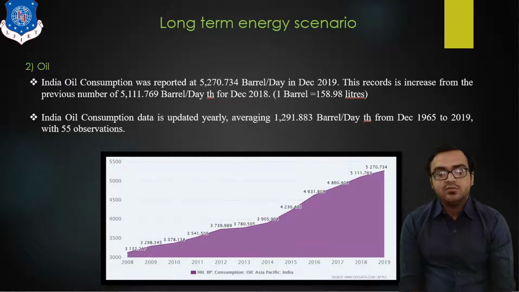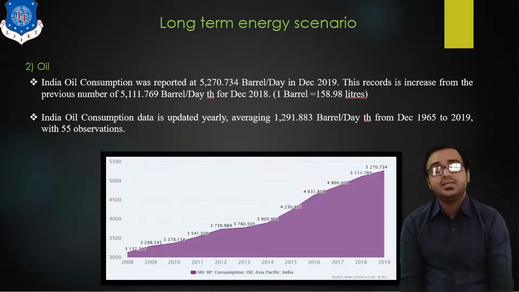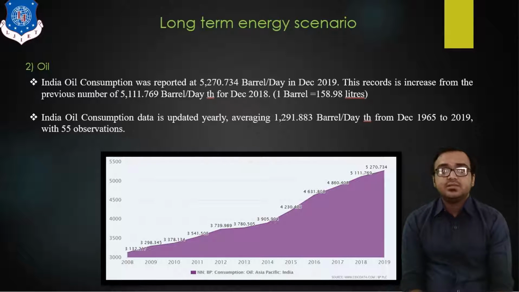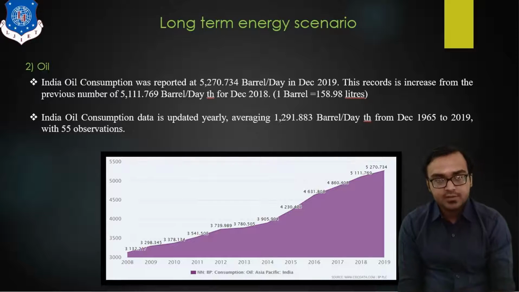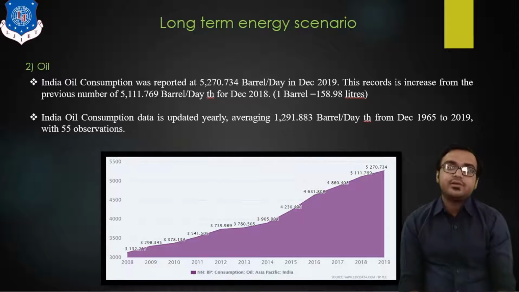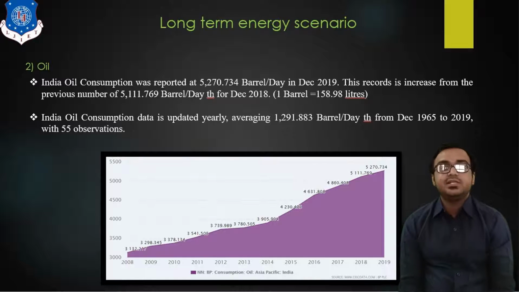India's oil consumption was reported at 5270.734 barrels per day in December 2019, and this records an increase from the previous year, 2018. In 2018 we consumed approximately 5000 barrels per day. This data is updated yearly by the Indian government, and looking at this data, we need to increase our oil production rate. You can visualize here the consumption as well as the production rate of oil.